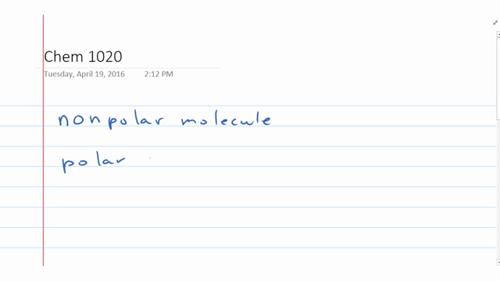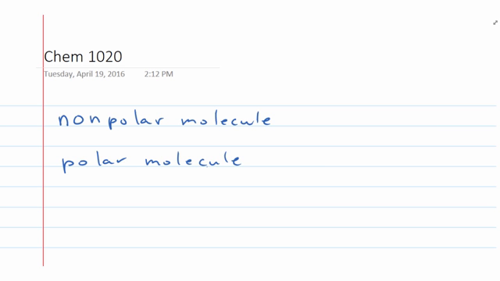And to determine whether molecules are polar or nonpolar, I can give you some definitions, but don't write them down. Here's what the definitions sound like. We describe a nonpolar molecule as one that has a symmetrical distribution of electrons within the molecule, and a polar molecule is one that has an asymmetrical distribution of electrons.